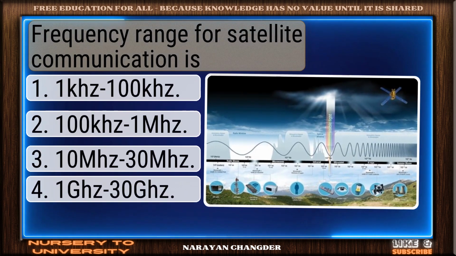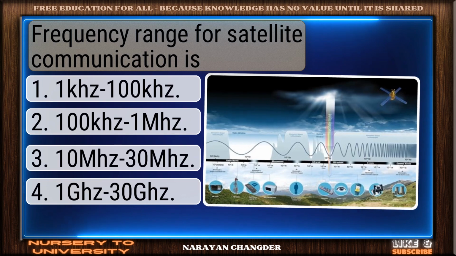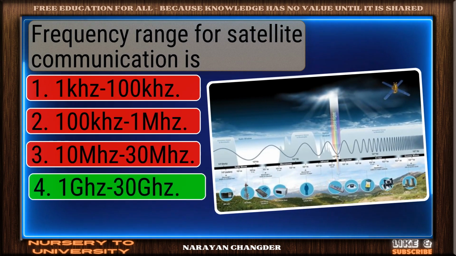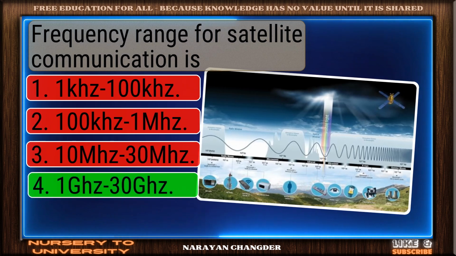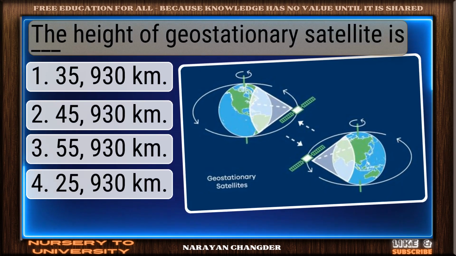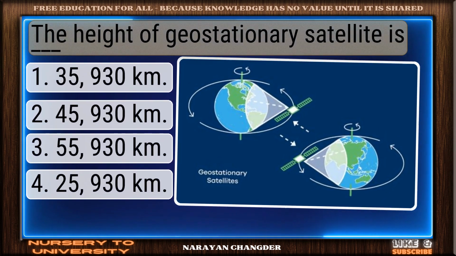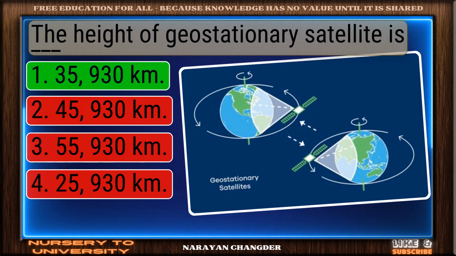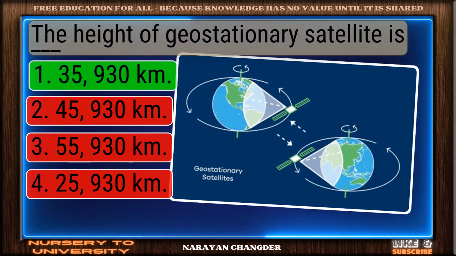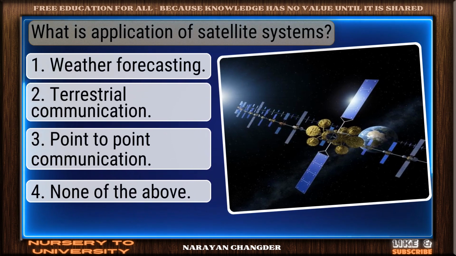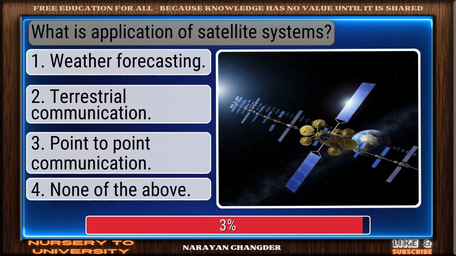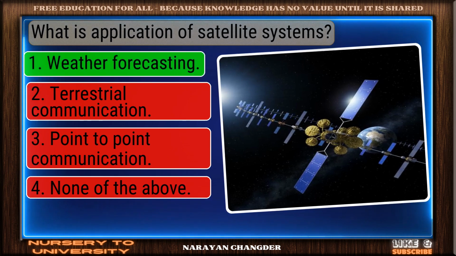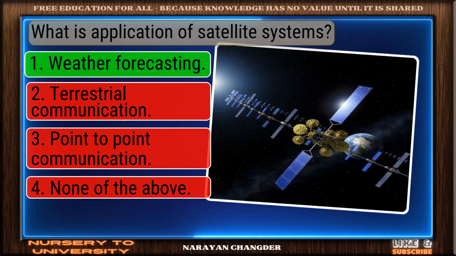Frequency range for satellite communication is. Exactly. 130 GHz makes sense and it is the right choice. The height of geostationary satellite is dash. Perfect. 35,930 km is the correct choice. What is application of satellite systems? Smart pick. Weather forecasting is the correct choice.